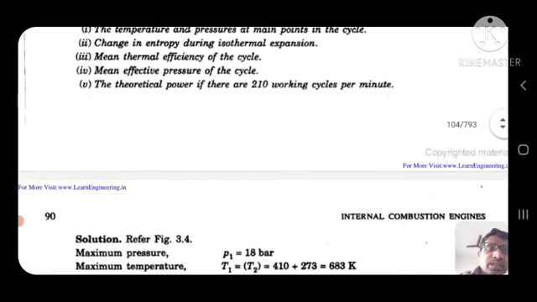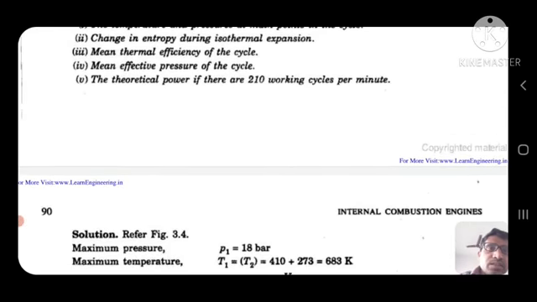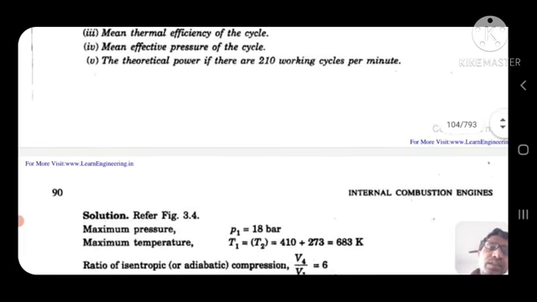at the main points in the cycle, change in entropy during isothermal expansion, mean thermal efficiency of the cycle, mean effective pressure of the cycle, and the theoretical power if there are 210 working cycles per minute.